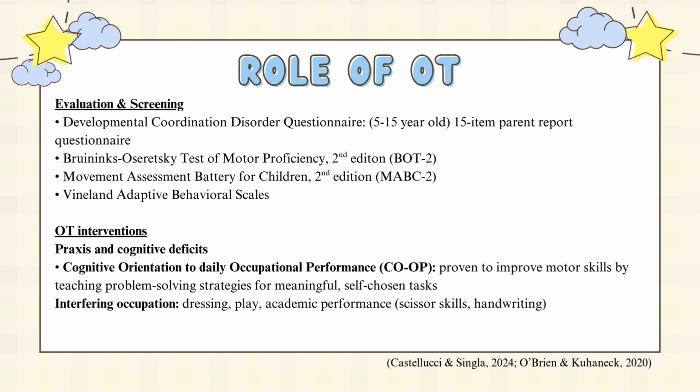Then we have the BOT second edition, though there is now a third edition, which evaluates fine and gross motor skills. There are 8 composites in it, and it is known as the gold standard for evaluating praxis, so this one is often used. Another assessment is the Movement Assessment Battery for Children, which assesses manual dexterity and balance in kiddos. And also the Vineland Adaptive Behavior Scale, which looks at social and organizational skills that are needed for ADLs.